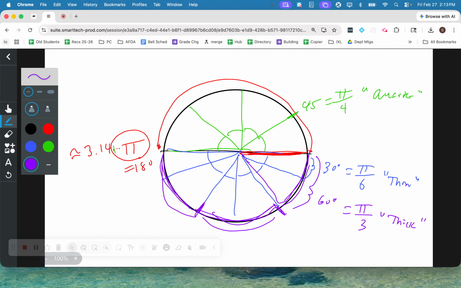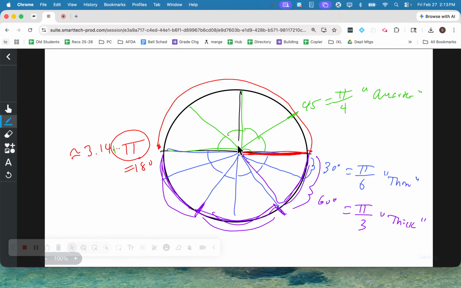There's the half slices too, which are 90 degrees. Right? That's 2 quarter slices, but you can tell that's half. 90 is pi over 2, which means these are the half slices. Okay, so you get your half, you get your quarter, and what I call thin and thick. 30 degrees, which is a pretty thin kind of slice of the pie, so to speak.